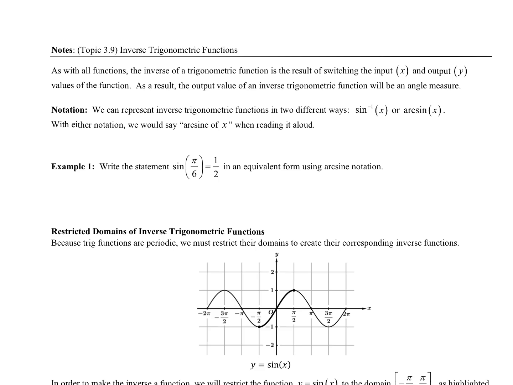So 3.9, inverse trig functions. As with all functions, the inverse of a trigonometric function is the result of switching the input x and output y values of the function. As a result, the output value of an inverse trigonometric function will be an angle measure.